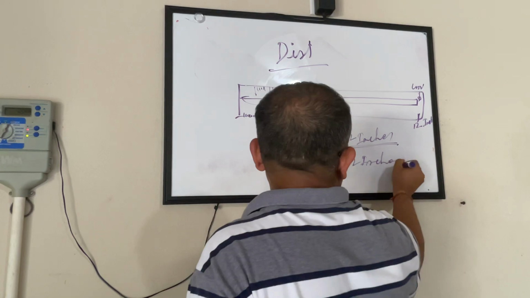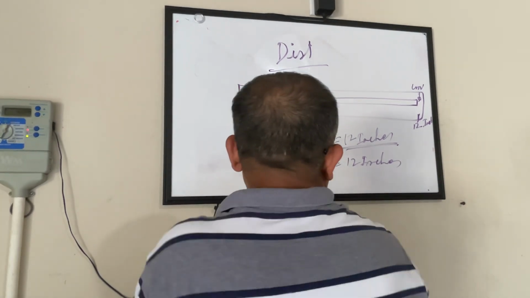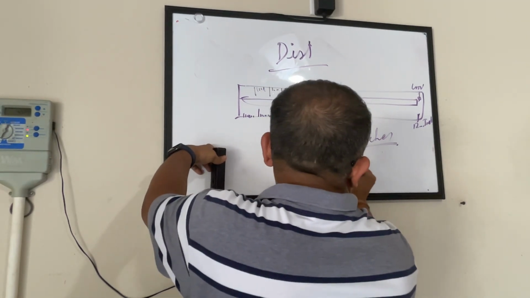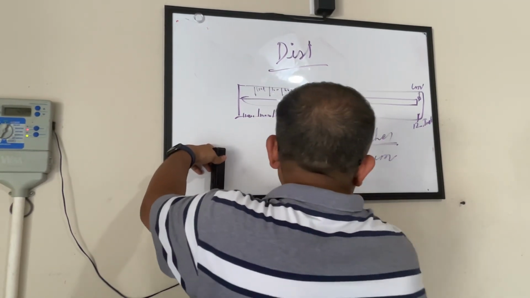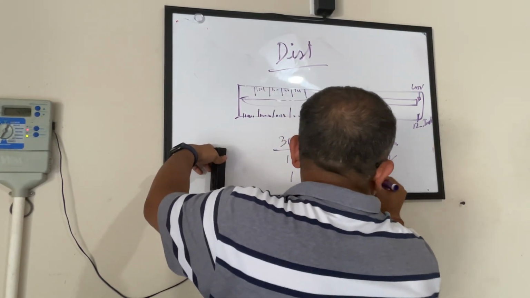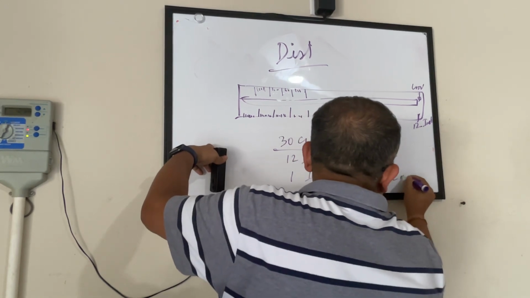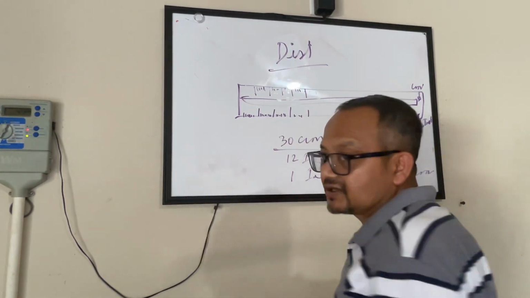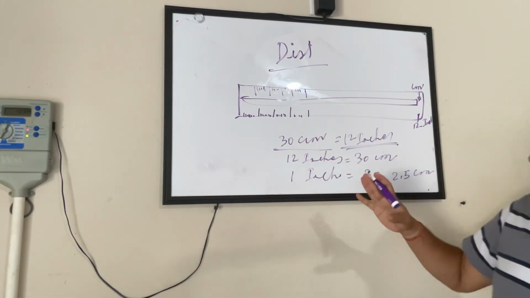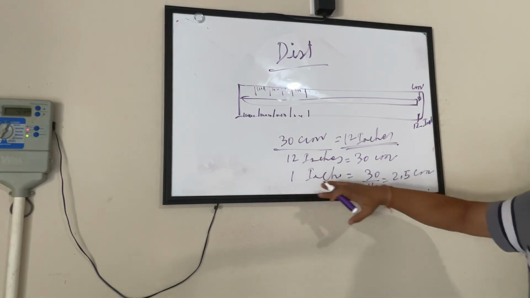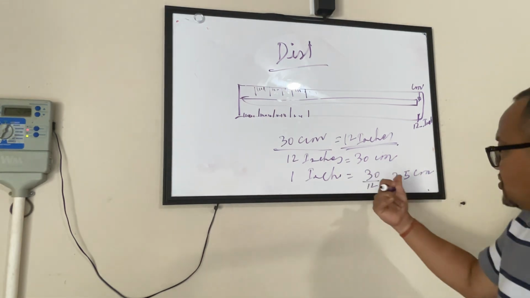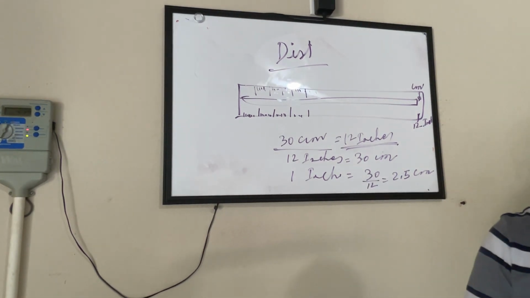This is the relationship. Or I can say 12 inches equal to 30 centimeters. 1 inch equals 30 by 12, or 2.5 centimeters. So this is one relationship between the two units, two systems: 1 inch, which is from the US customary system, is equal to 2.5 centimeters, or 2.51 centimeters.